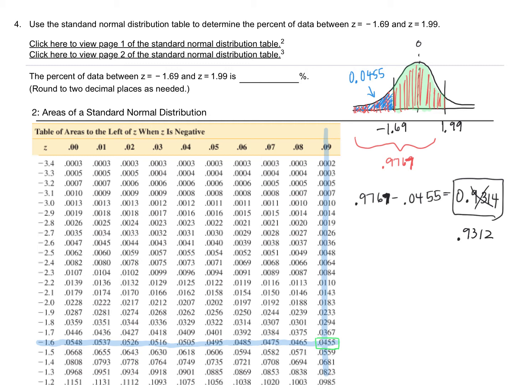And so now this is the decimal, so we want to change it to percent form. We would move the decimal over twice or multiply by 100. So that would be 93.12%.